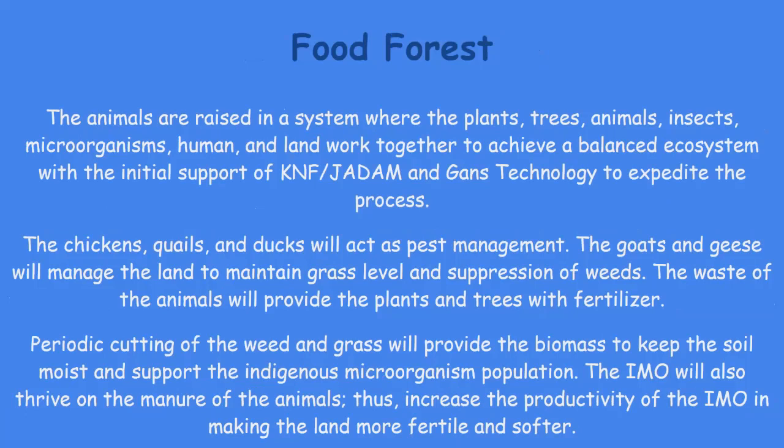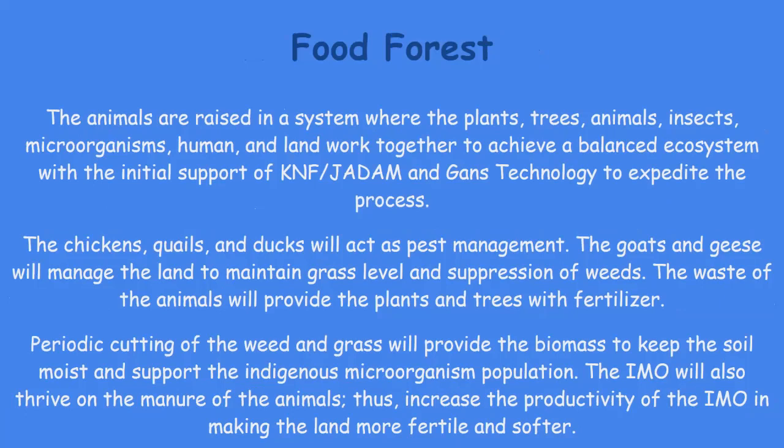Food forests. The animals are raised in a system where the plants, trees, animals, insects, microorganisms, humans, and land work together to achieve a balanced ecosystem, with the initial support of KNF Vietnam and GANS technology to expedite the process. The chickens, quails, and ducks will act as pest management. The goats and geese will manage the land to maintain grass level and suppress weeds. The waste of the animals will provide the plants and trees with fertilizer.